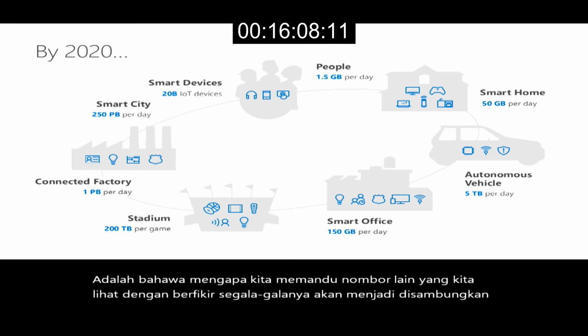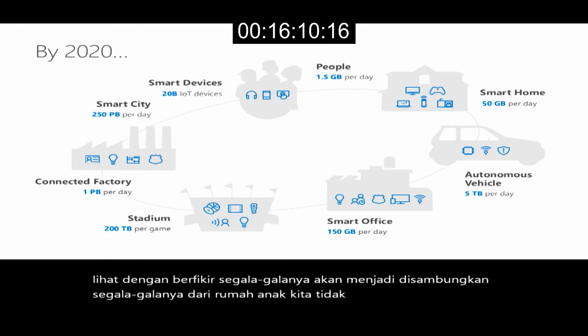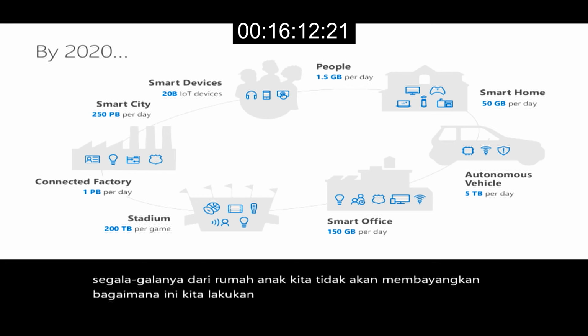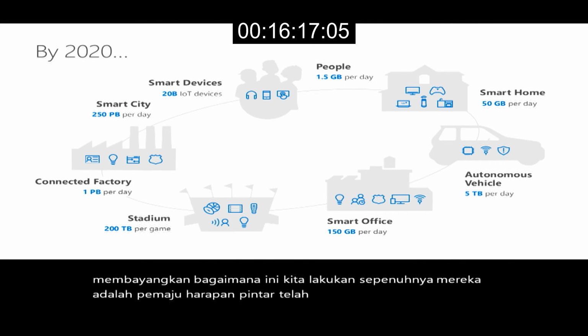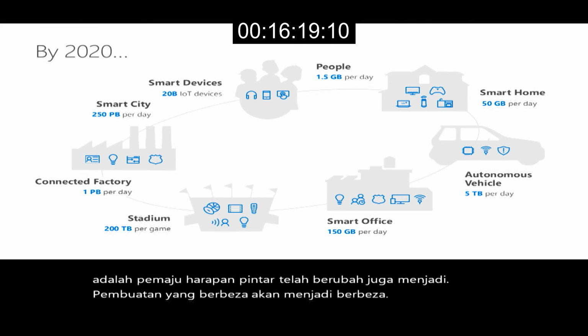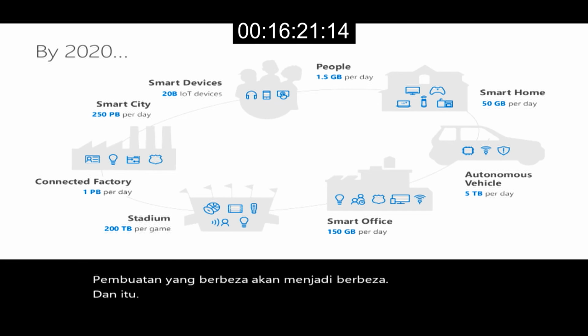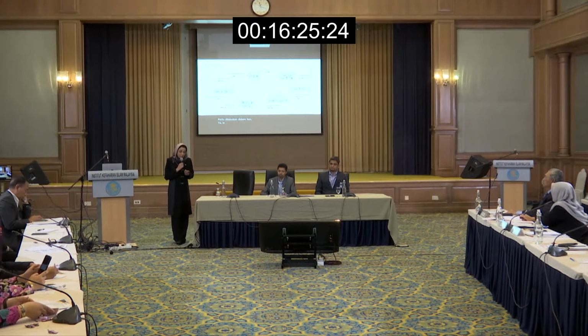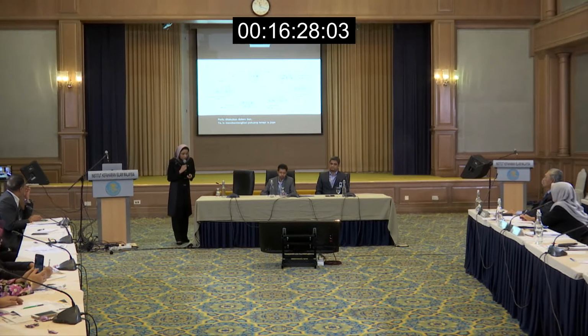With that, why are we where we are? These are the numbers that we see. By 2020, everything will become connected. Everything. From home, our children will not be buying houses like we did. They want smart homes. Developers will change. Cars will become different. Manufacturing will become different. Yes, it presents opportunity, but it also has to be done in a responsible manner.